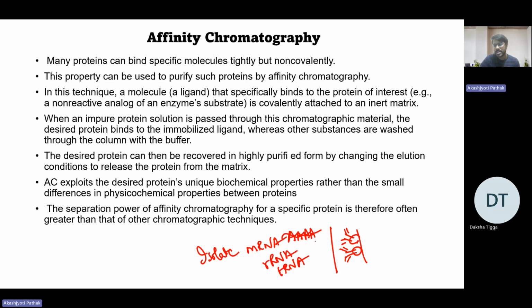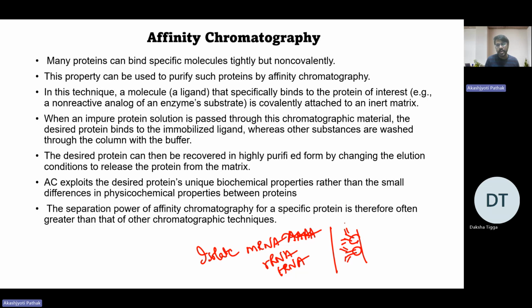nucleotides immobilized on the resin. Okay, and all the other RNA molecules will get washed off, but your mRNA will remain bound to your beads, and then you can elute it by increasing the salt concentration. Okay, here also the same thing is done.